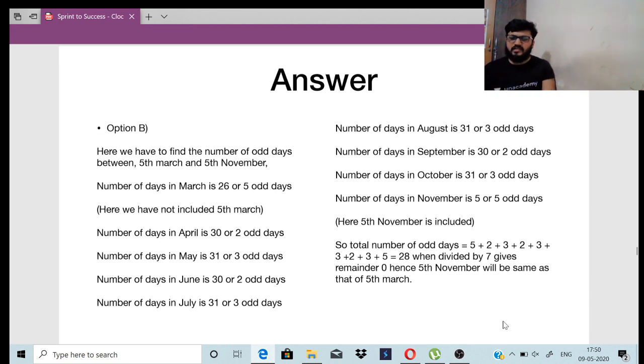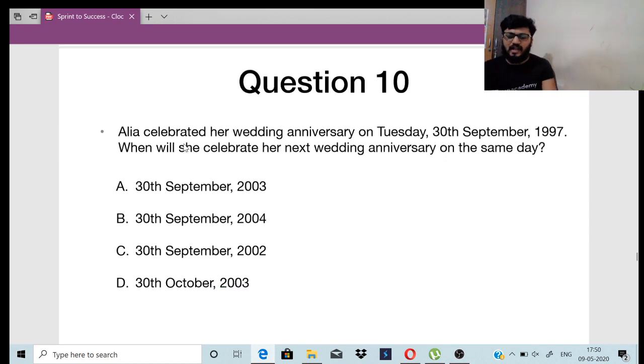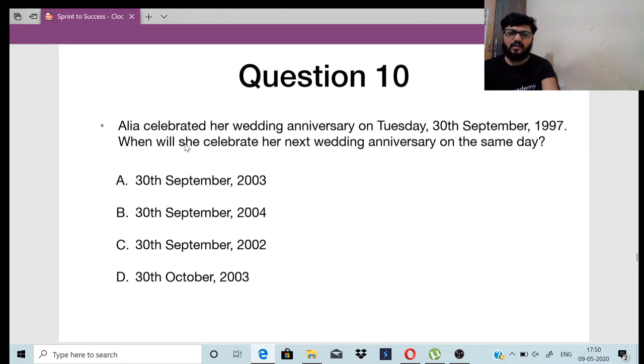Right? So it is the same day as 5th November and 5th March, right? Option D is the correct answer. Okay, the last question of the class, the 10th question, right? I had given it in the practice question, so I'll be doing it, right?